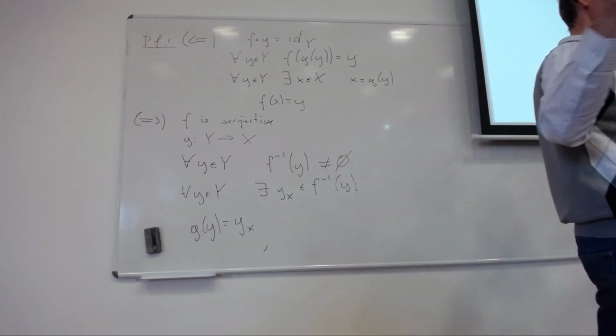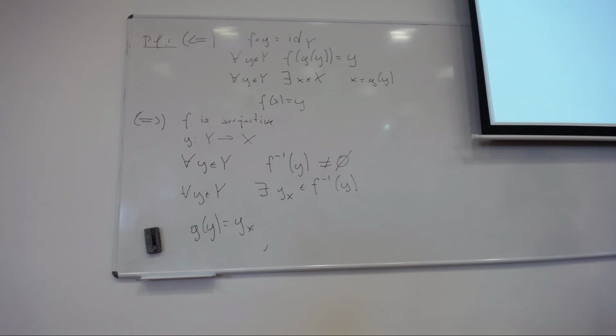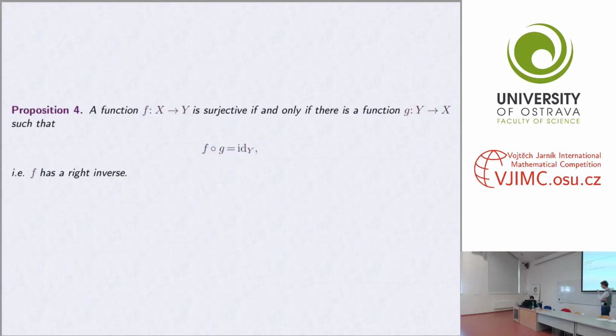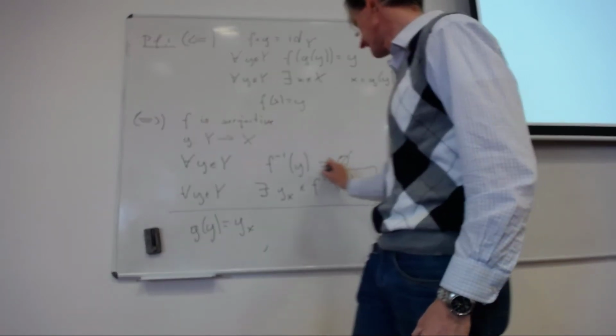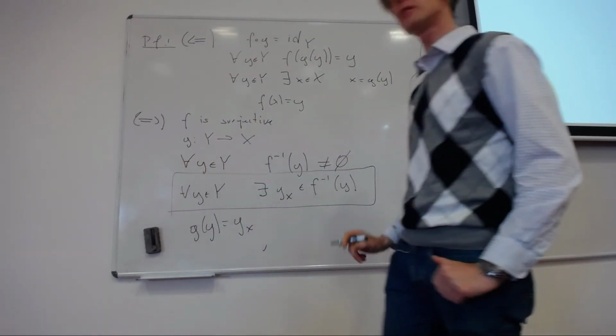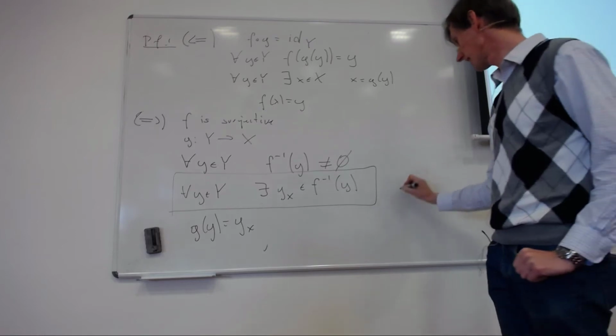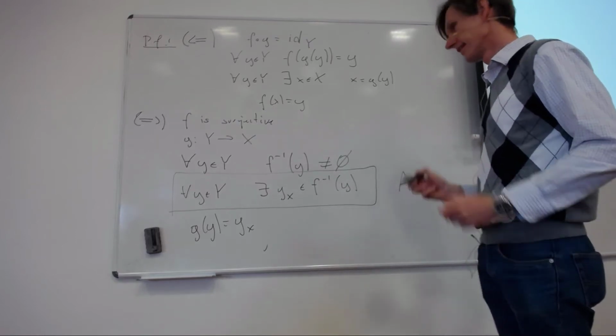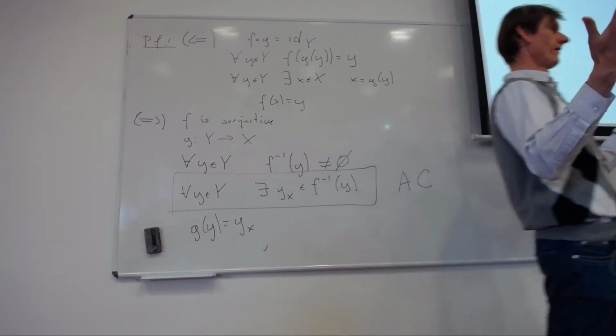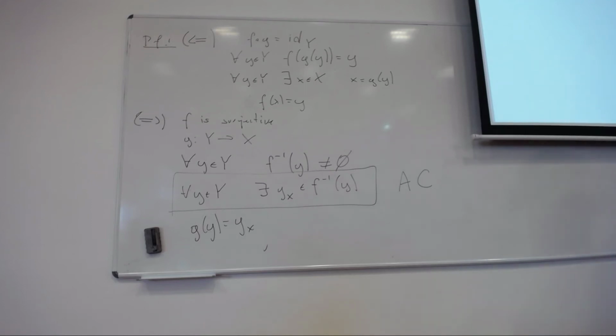Okay, so we have a proof, but what is suspicious about this proof? What's wrong with this reasoning? Well, there's nothing wrong with it, but at this stage, right here in this step, you've probably noticed that we are using the axiom of choice. So, well, not everybody likes the axiom of choice, and there's a reason for that.